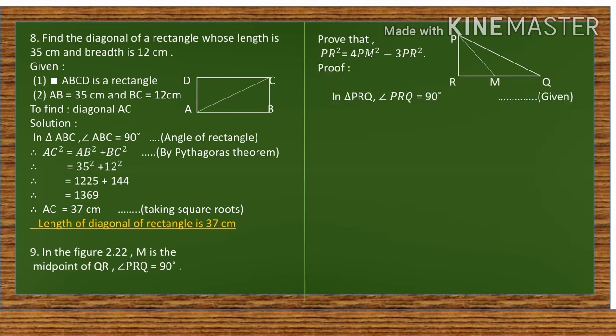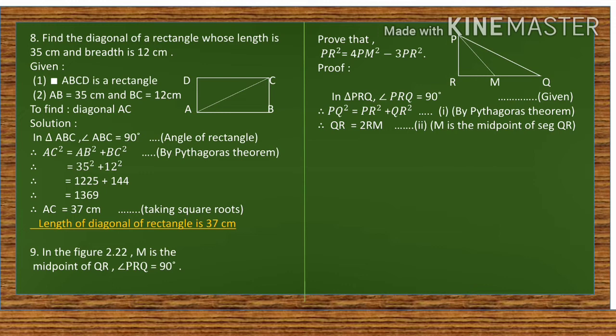Here, triangle PRQ is a right angle triangle. Therefore, angle R is equal to 90 degrees. This is the given part, so we can use Pythagoras theorem here. By Pythagoras theorem, PQ square is equal to PR square plus QR square. Number it as 1.